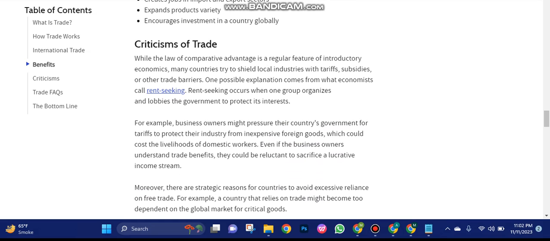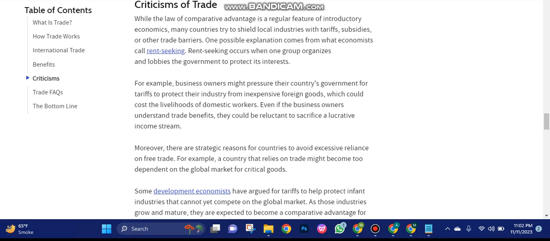Criticism of trade. While the law of comparative advantage is a regular feature of introductory economics, many countries try to shield local industries with tariffs, subsidies, or other trade barriers. One possible explanation comes from what economists call rent seeking. Rent seeking occurs when one group organizes and lobbies the government to protect its interests.